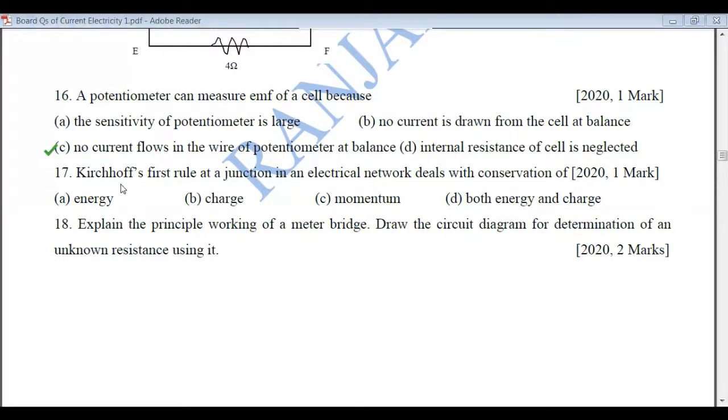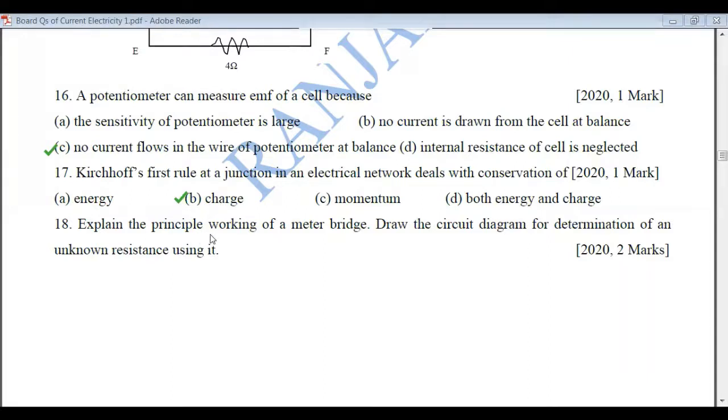Question number 17, again which had come in 2020 for 1 mark. Kirchhoff's first rule at a junction in an electrical network deals with the conservation of what? We know that the first rule, that is the junction rule, is based on conservation of charge. So the B option is correct.